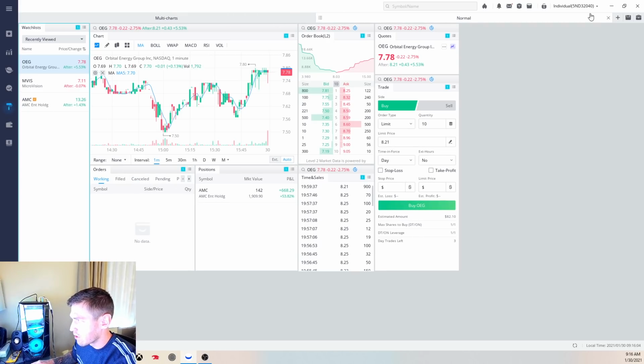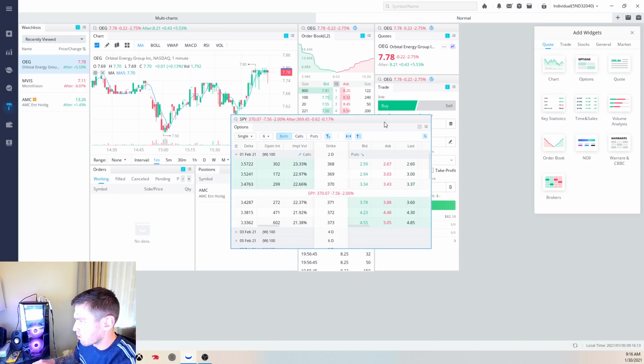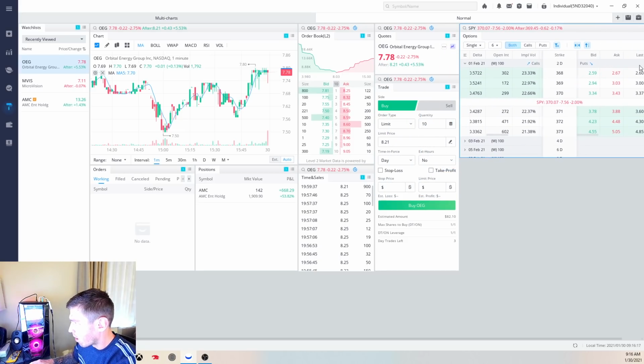It is a great, great tool, and you can save as a customized layout, or add widgets at any given time. So here I can see chart, options, quote. You can add whatever you want here. So if I want to add options, I just click on that little options tab, and then I can slap that on right here, and boom, all of a sudden I've got options available for me on whatever stock I'm looking at.